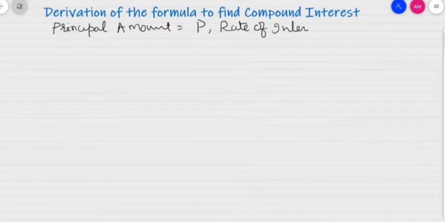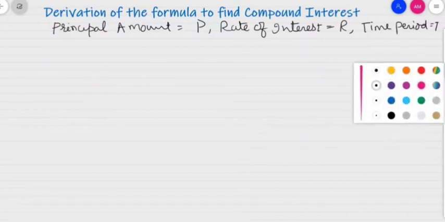Now let us say the principal amount is P. P is the principal amount, R is the rate of interest, and T is the time period. Now let us begin with our question as we have already done earlier.